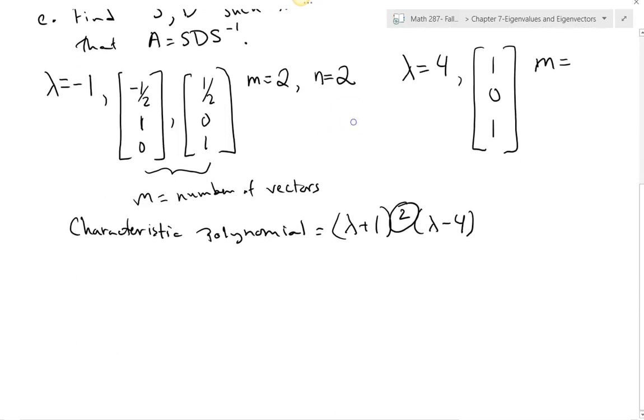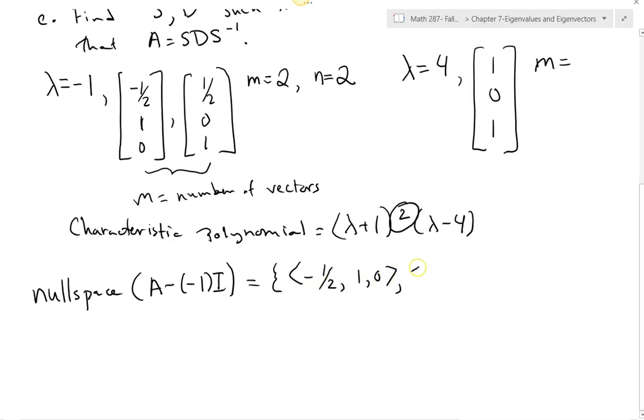So the null space of A minus -1 I, all right? That's the solution. That's equal to this: -1/2, 1, 0, and 1/2, 0, 1. So those are the associated eigenvectors with the eigenvalue -1.